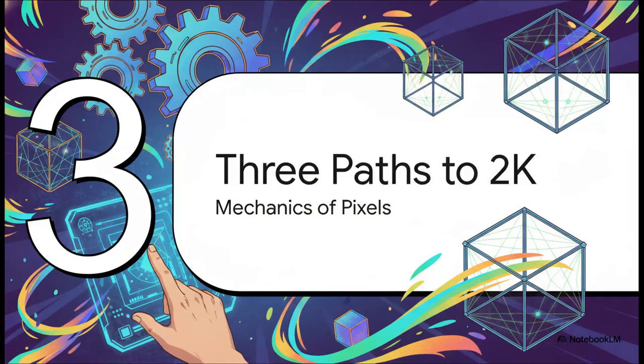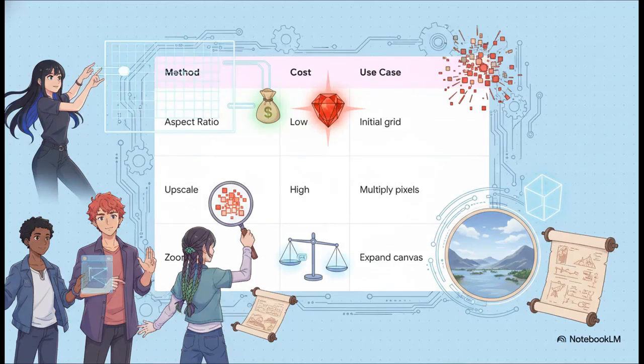Which brings us to Section 3, 3 paths to 2K, the mechanics of pixels. Now that we've got the technical limitations out of the way, let's explore the actual mechanical tools you can use to multiply those pixels efficiently. You essentially have 3 distinct mechanical paths to get to true 2K resolution.